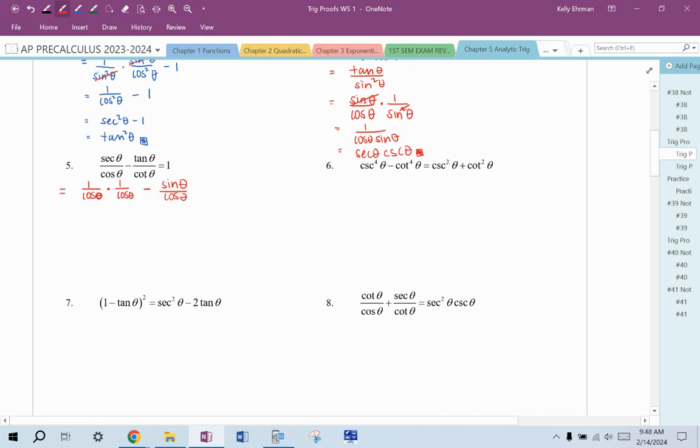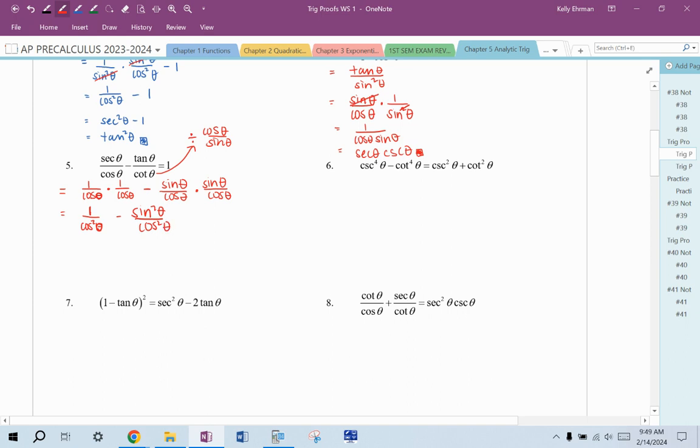Now, instead of divided by cotangent, which is cosine over sine, instead of dividing by that, I'm going to multiply by the reciprocal, multiply by sine theta over cosine theta. So what does this get me? This gets me 1 over cosine squared theta, because nothing cancels, minus sine squared theta over cosine squared theta.